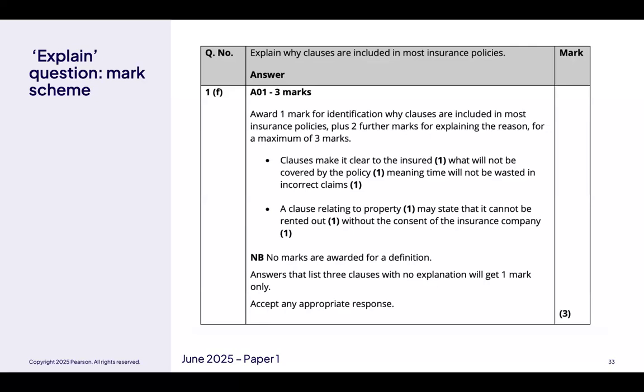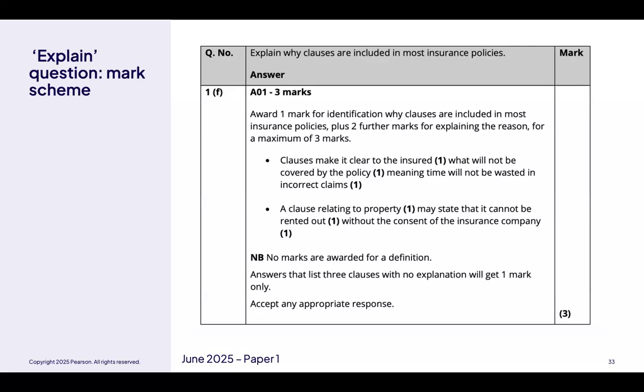So the question again, explain why clauses are included in most insurance policies. Right, let's look at this first response. Clauses make it clear to the insured. So look at the 1 mark after that. 1 mark for saying that clauses make things clear. What will it make things clear? It will make things clear what is not covered by the policy. Another 1 mark, there's +1, meaning time will not be wasted in incorrect claims. That is why clauses are included, because they provide clarity and businesses are not claiming for what is not covered.